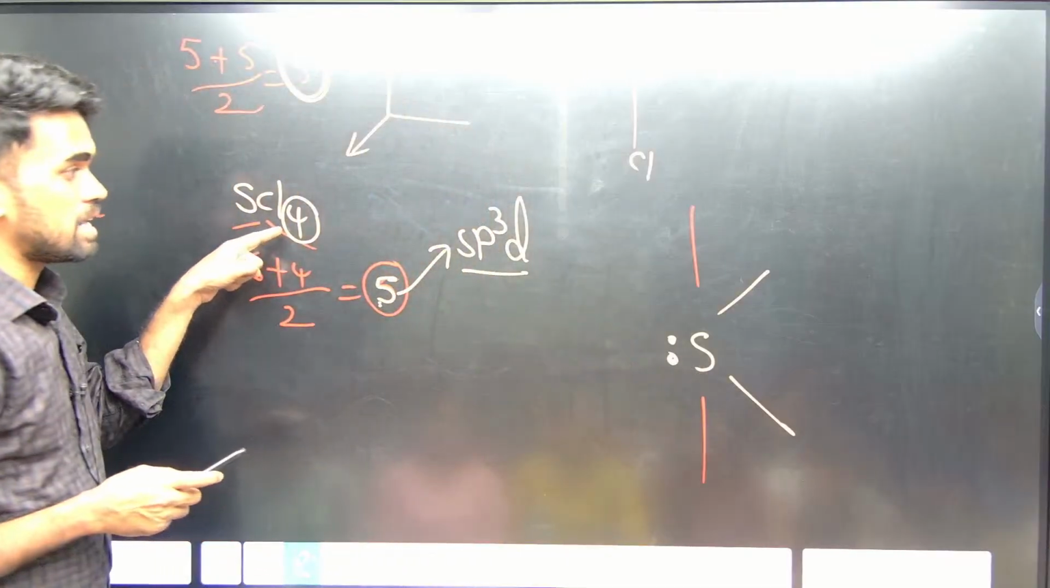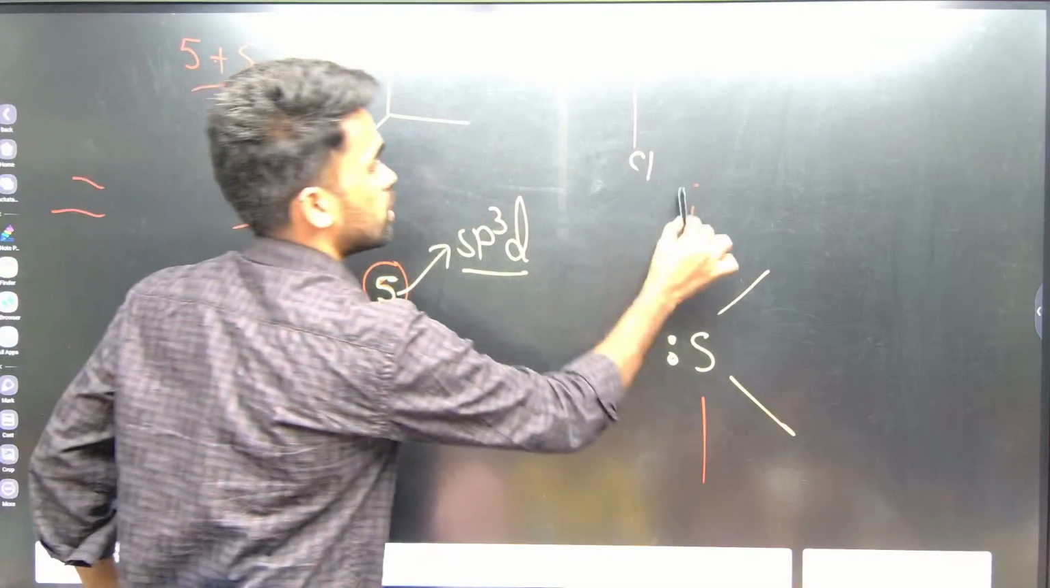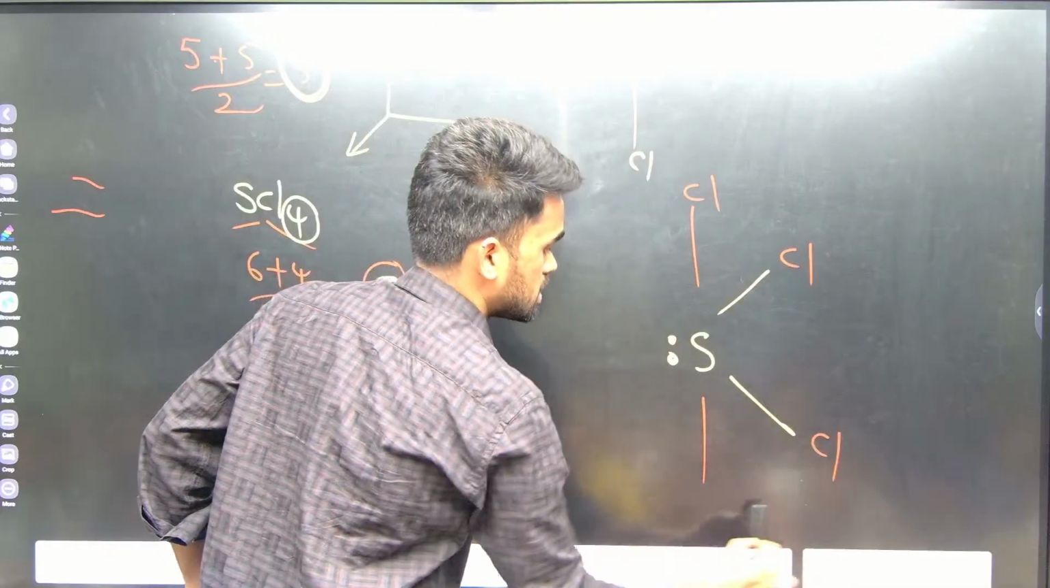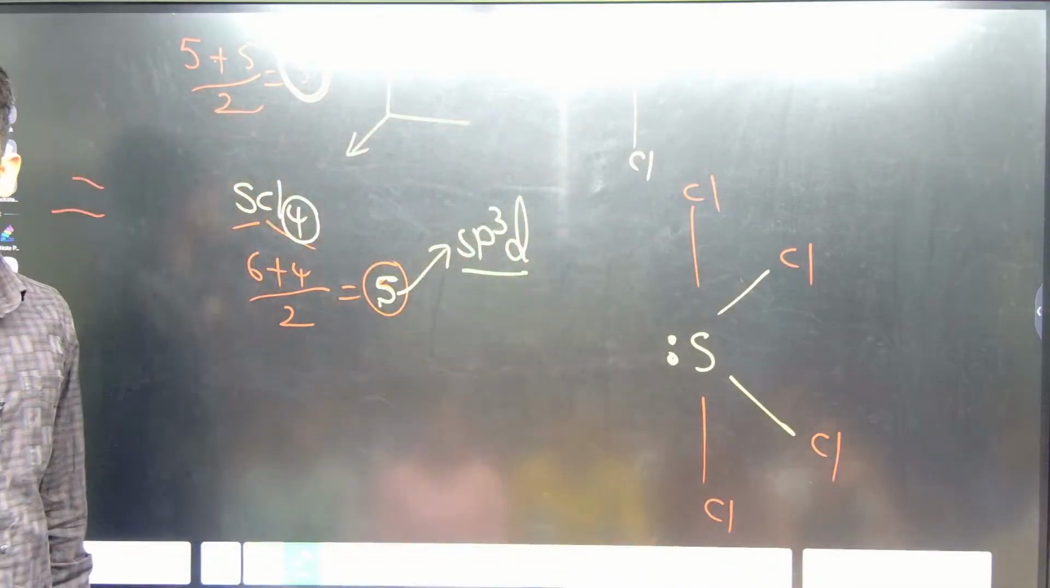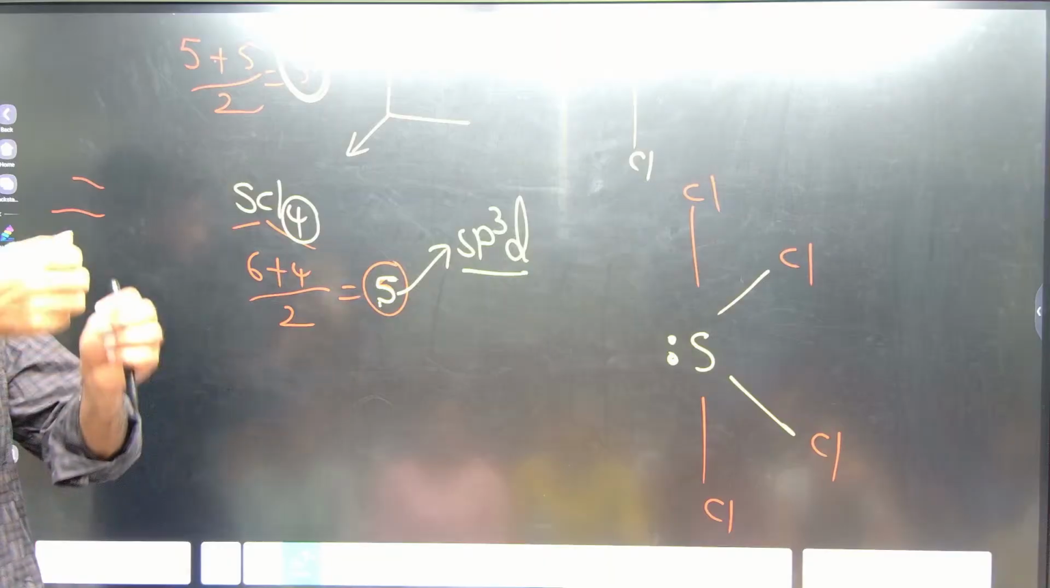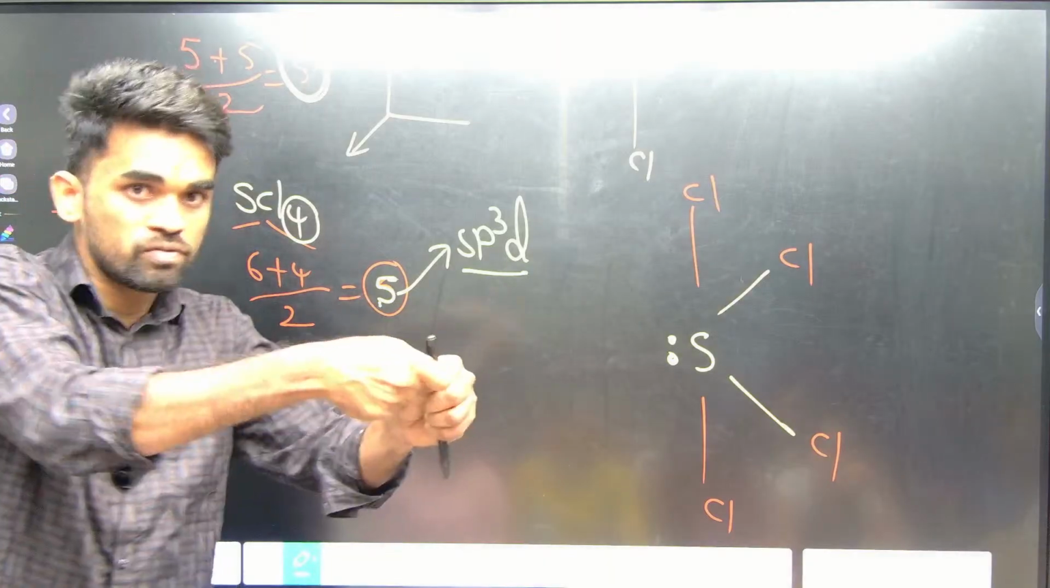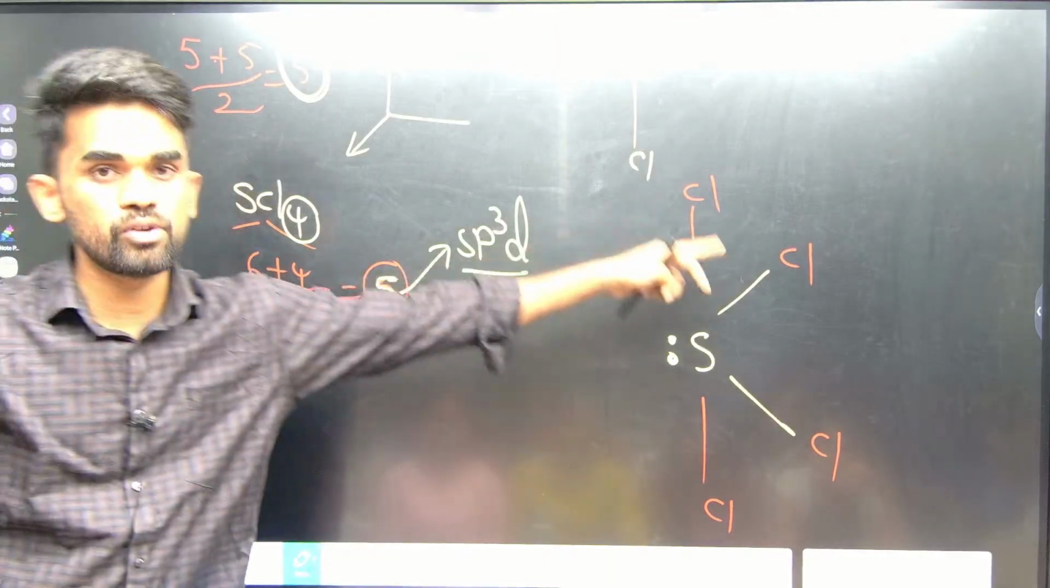How many bond pairs are there now? 4. So, 1 chlorine here, next here, then next, then next. Like this you will get the structure. From trigonal bipyramidal, what did you remove? 1 bond you have removed. Therefore, you got something like this.